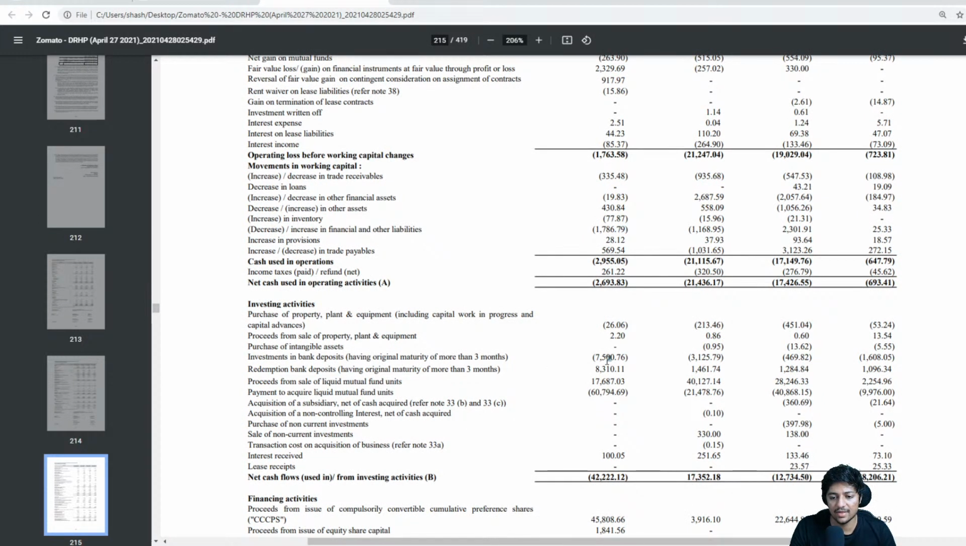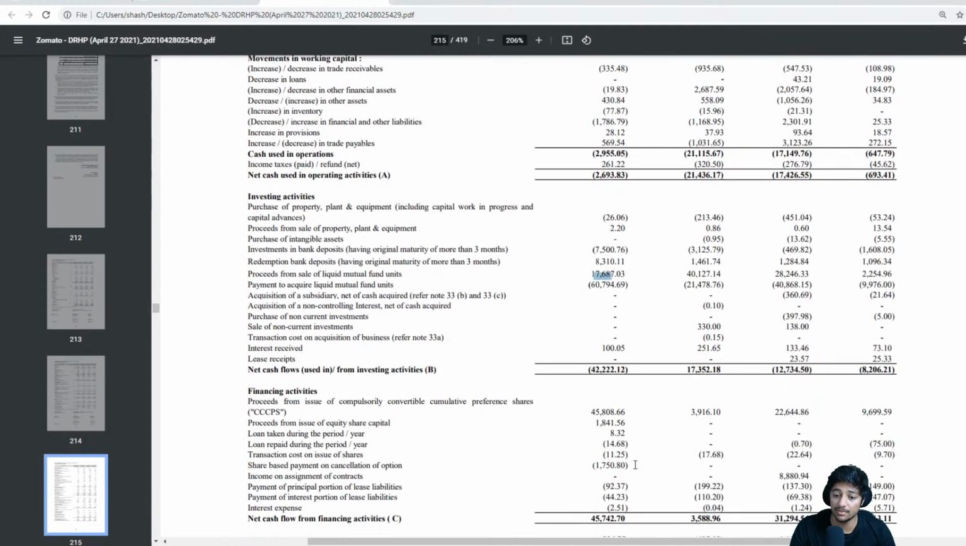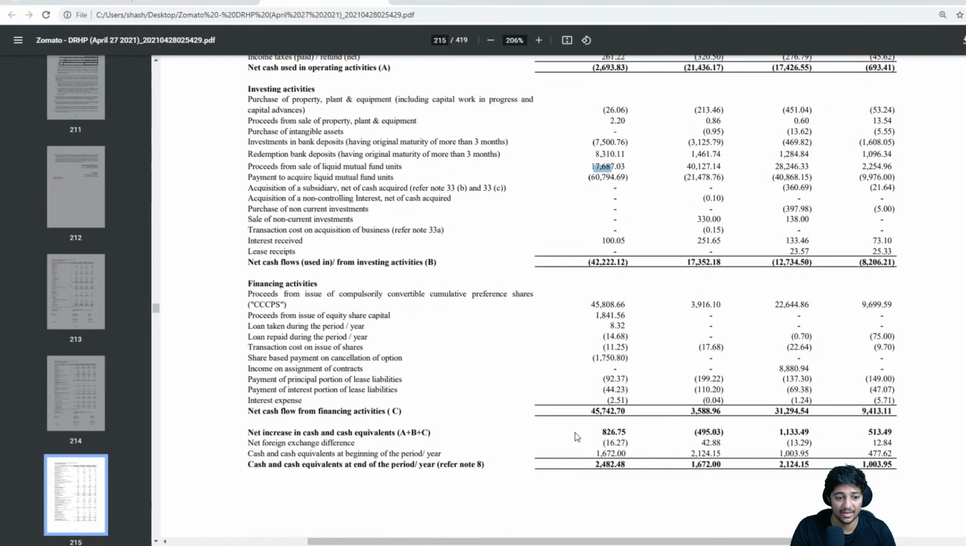They have around 750 crores in bank deposit right now. And if you look at this, how much they've redeemed, around 831 crores. Look at this amount, the big amount. Payment to acquire liquid mutual fund units. Look at the payment that they've done. They basically invested around 1 billion in liquid fund. Obviously, because it gets you some kind of money, it keeps coming back to your bank account. And proceeds from the sale of liquid fund, they made 1,700 crores only from liquid fund. And a lot of people make a lot of money from liquid fund as well.